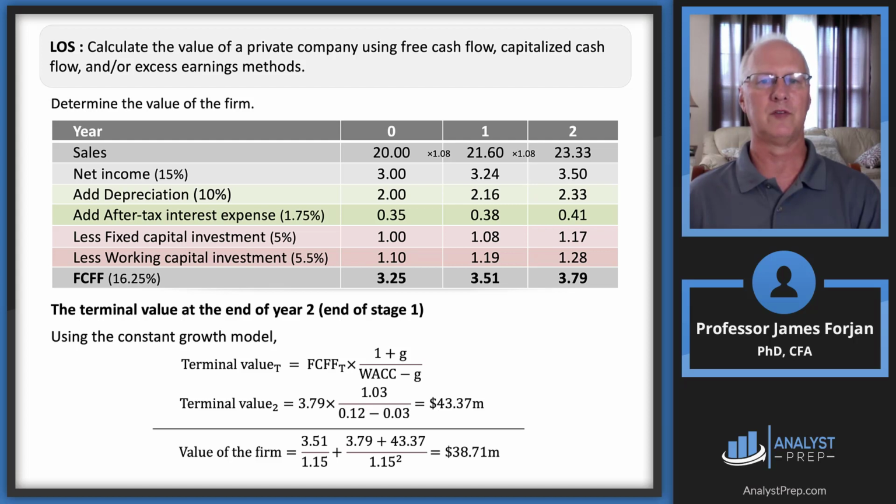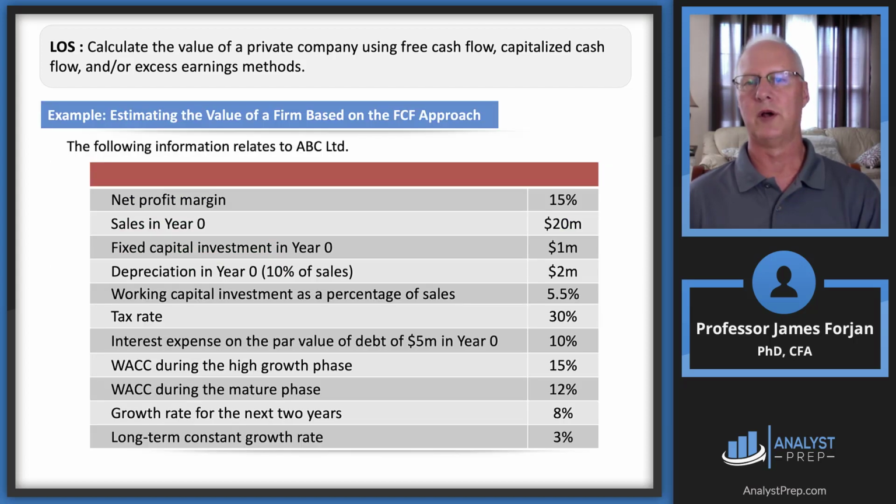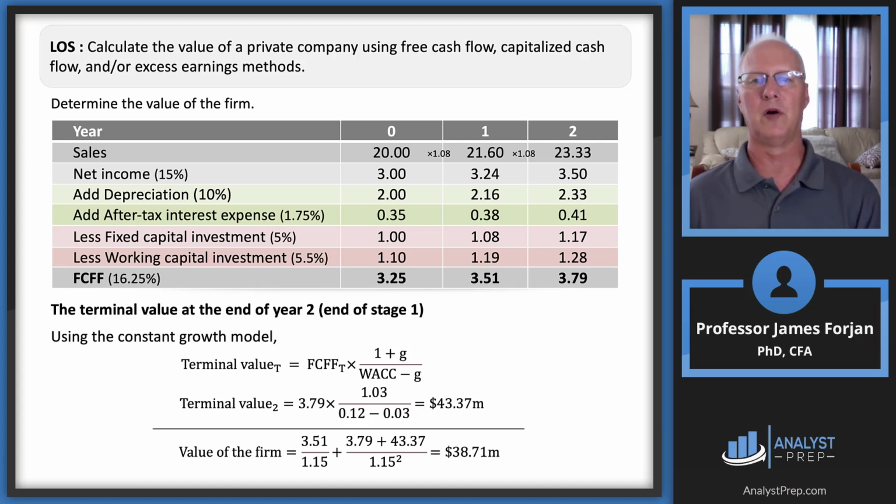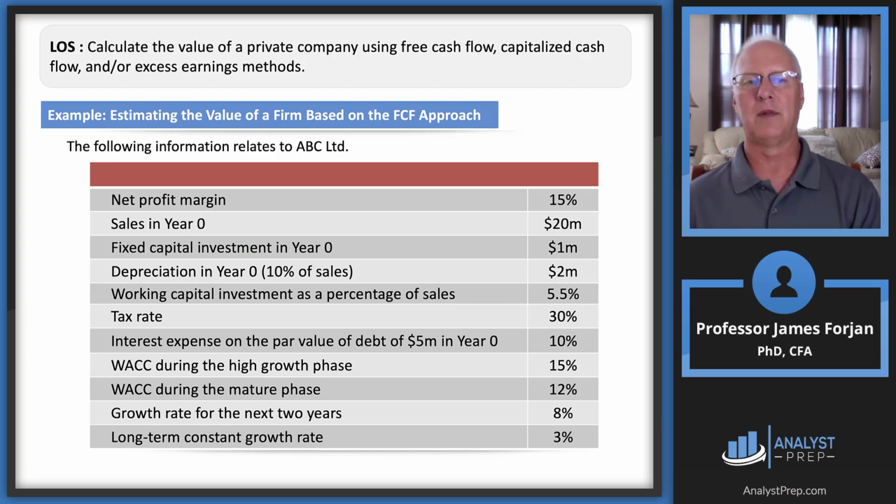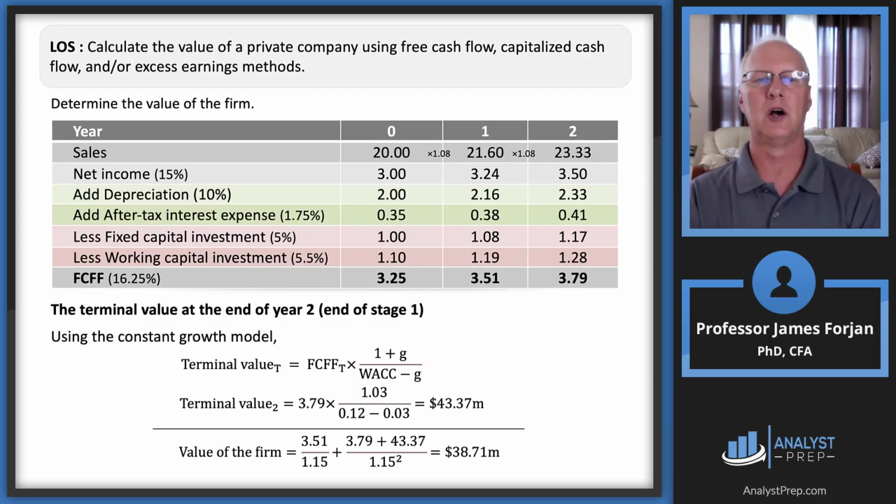All right, you ready for this? So sales, we got 20 million, right? And we know that they're going to grow by, look at the growth rate for the next 2 years, 8%. Whoops, I went the wrong way there. So 1.08, 1.08. So there's the sales for year 0, 1, and 2. Multiply each one of those by 15%. We were given that up at the top, net profit margin. So we get net income of 15%.